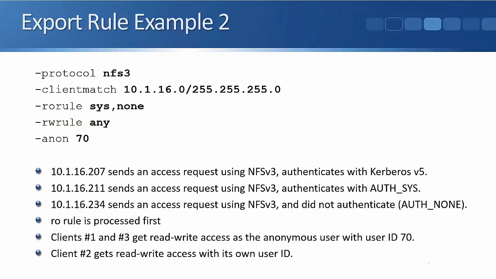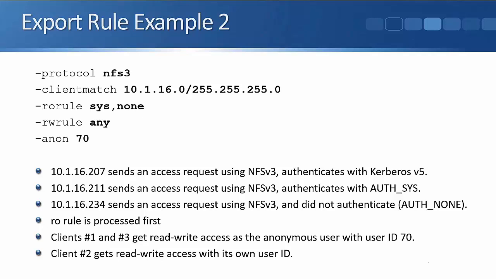So let's look at another export rule example. Here in our rule, we've specified the protocol is NFS version 3. The client match is 10.1.16.0. So the protocol and client match is the same as what we had in the last example. But now the read-only rule is sys and none, and the read-write rule is any. And we've specified that the user ID for the anonymous account is 70.